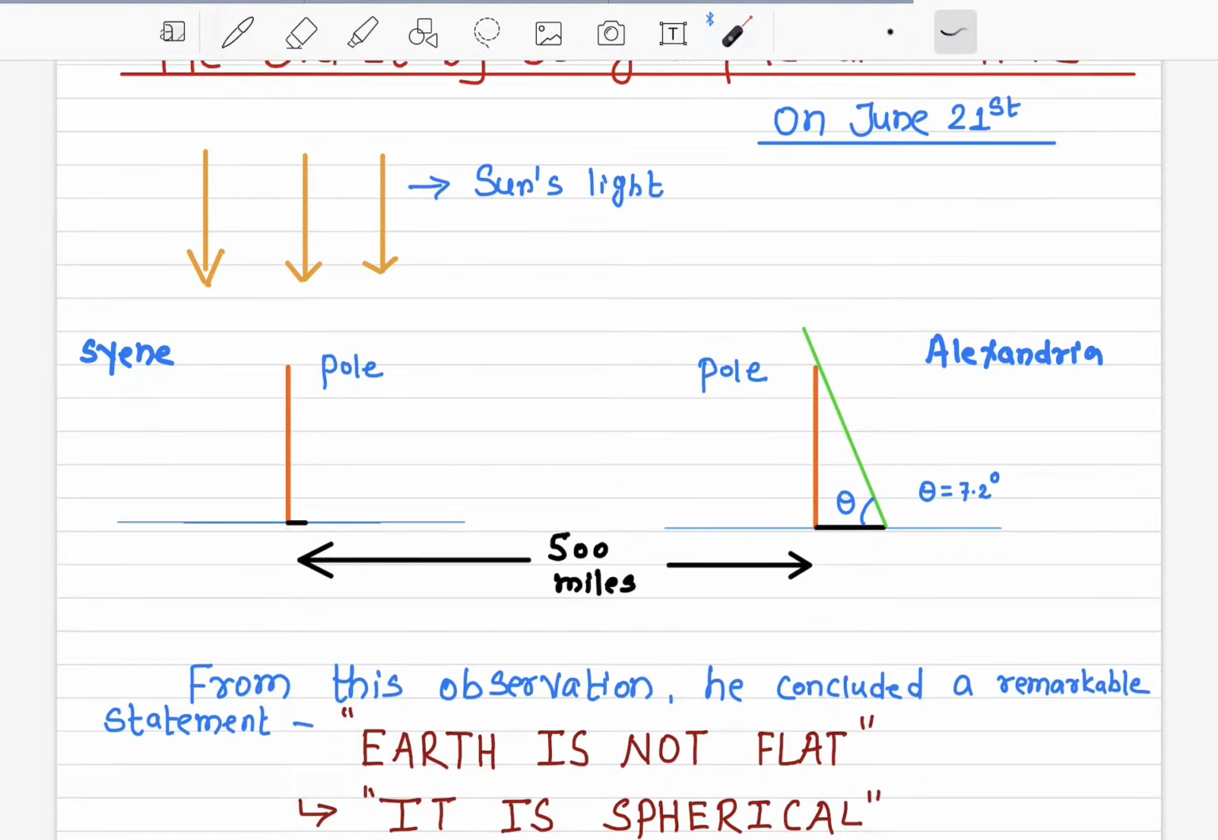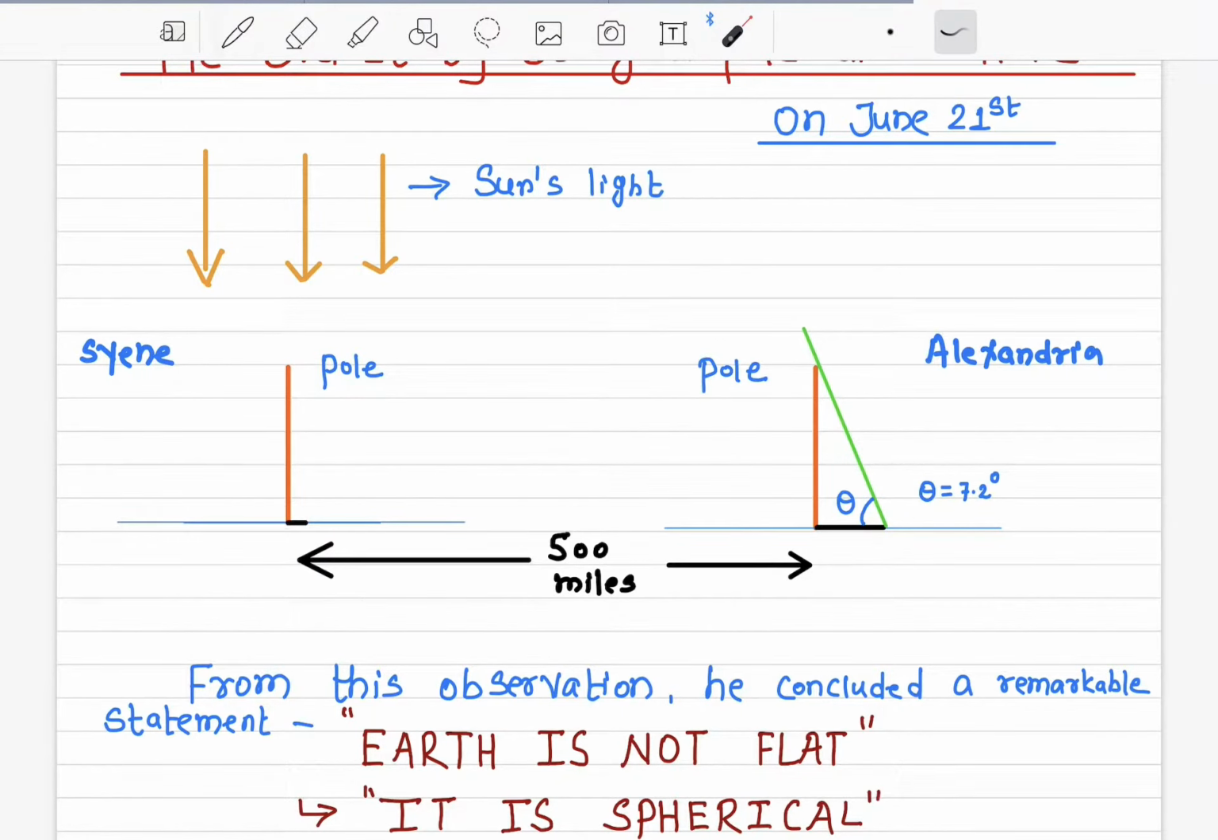What he observed is that the length of the shadow is almost zero. That means the sun is on the top, directly overhead. So the length of the shadow in Syene was zero, and he did it on the longest day of the summer, which is June 21st.